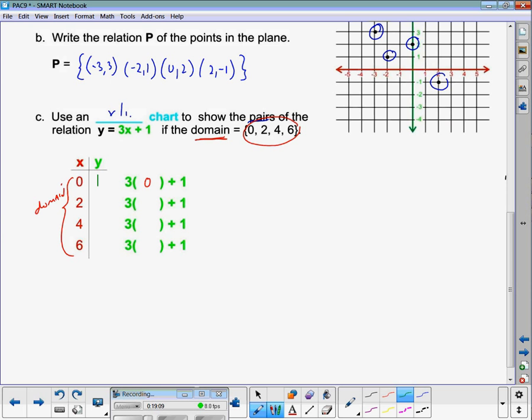All right. Anyhow, 2. So put your 2 in for the X. Guy 2 is dating girl 7. Do it for the 4. Guy 4 is dating girl 13. And do it for the 6. Guy 6 is dating girl 19. And we found all the pairs. Right? We found the pairs.